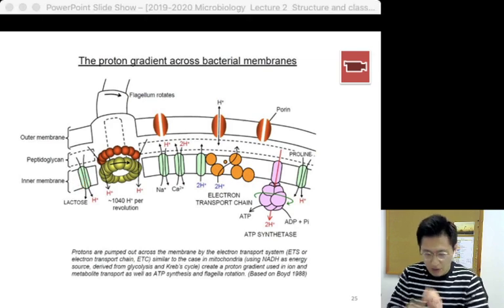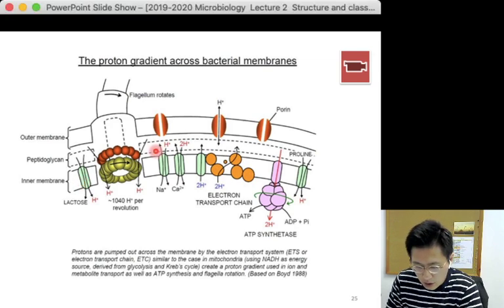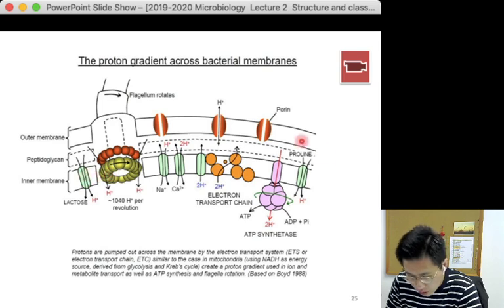Okay, so this is the way the flagella work. This is a structure similar to the human one. The hydrogen pump pumps the protons out, and they come back again to generate the ATP.